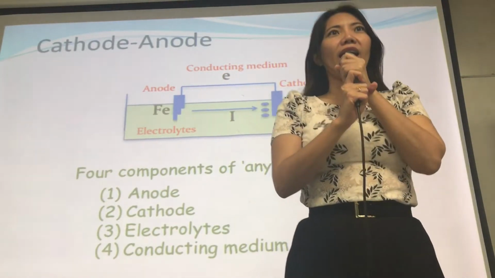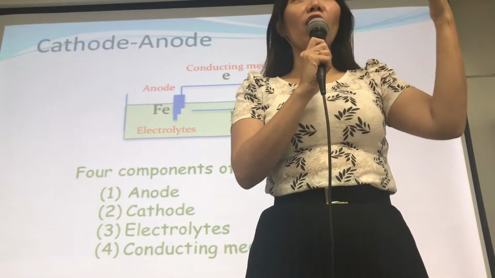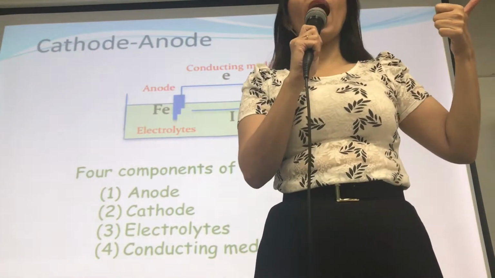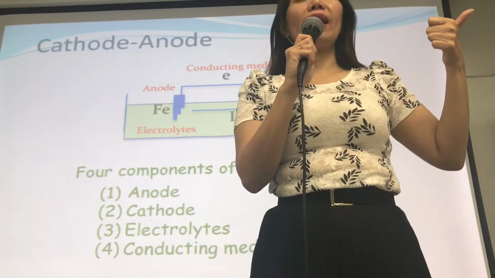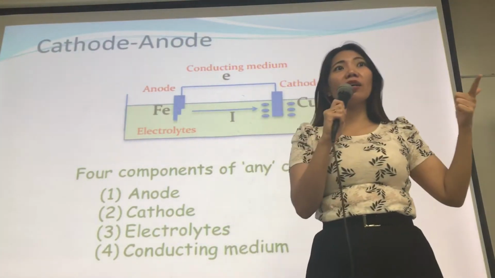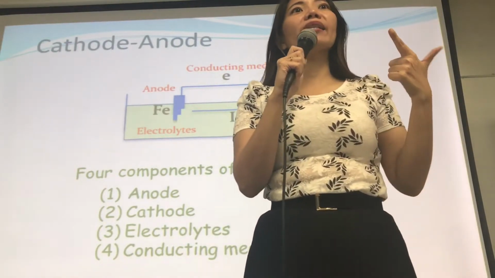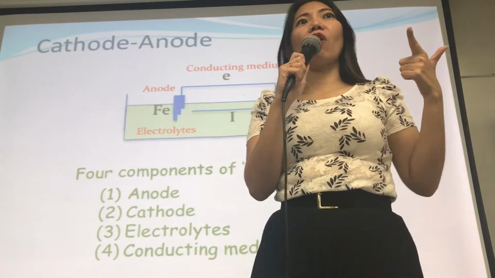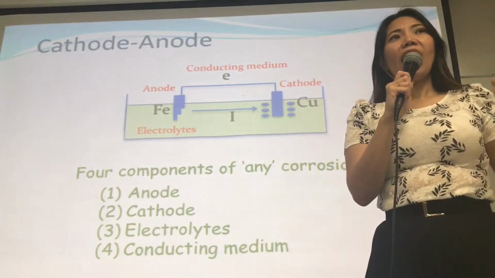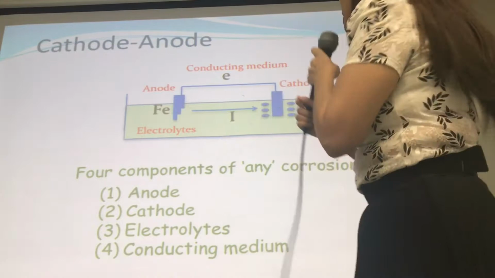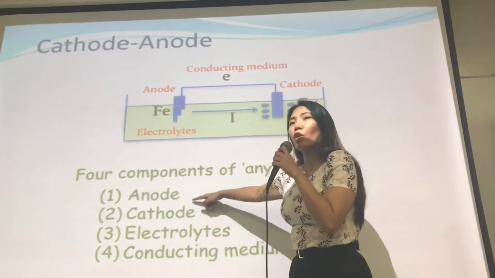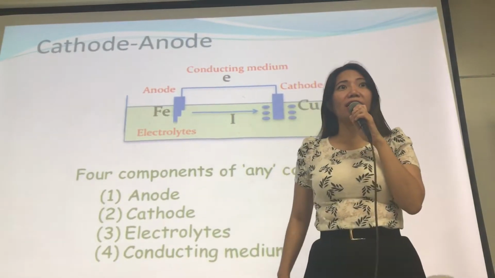First, there must be an anode, and you know what anode is? The location where it gives out electrons. The second condition is there must be a cathode, the location where it receives or gets electrons. The third is there must be electrolytes. And the fourth is that the anode and cathode must be connected.